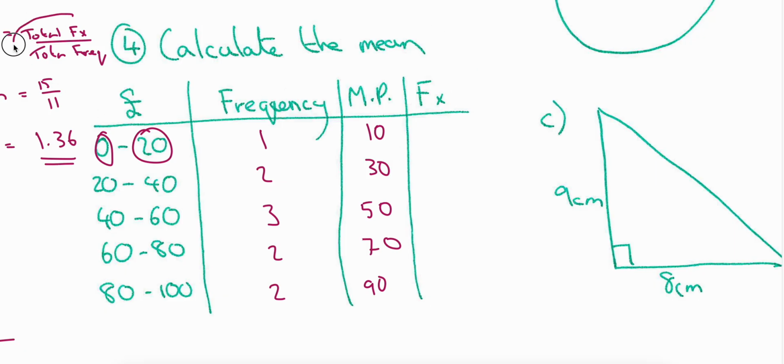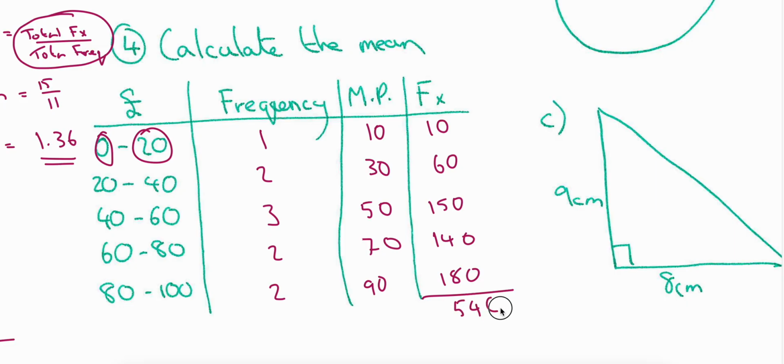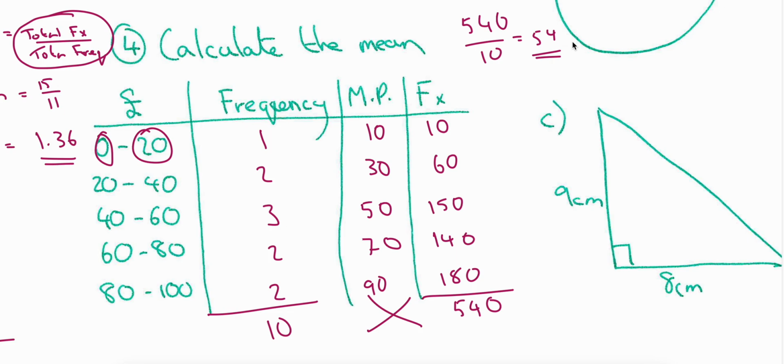Now, same formula again. Total fx over total frequency. So let's work out the fx. 10, 60, 150, 140, 180. Now total frequency, do not add up the midpoints. You don't need to do that. Total frequency is 3, 6, 8, 10. So nice, easy calculation. The mean is 540 over 10, which is equal to 54. There we go, done.